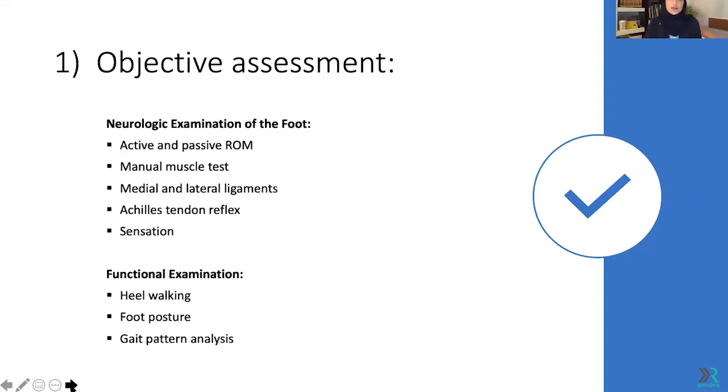And also sensation is very important. As we mentioned earlier, that hypoesthesia or numbness may occur on the L4, L5, S1, S2 dermatomes. Then we should proceed to functional examination.